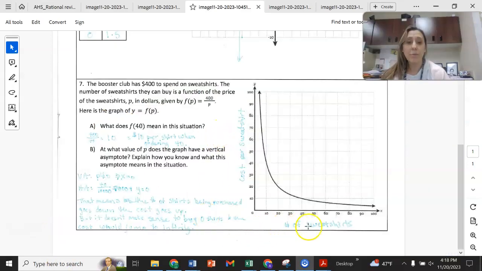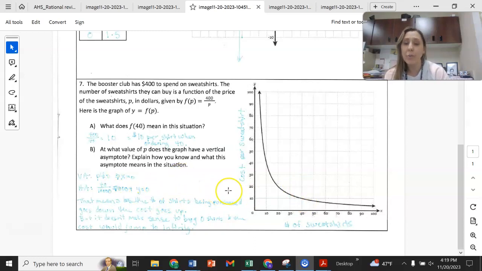So before I started this problem, I set up my x and my y axis, and I've got that the x-axis is going to be the number of sweatshirts, the y-axis is going to be the cost of sweatshirts. So not price, but cost of each sweatshirt, doesn't really matter. So what does f of 40 mean in this situation? That means that if I plug in 40, I end up with 10, which means $10 per shirt when ordering 40, which is right there. I have an order of 40 sweatshirts, and the cost is going to be $10.